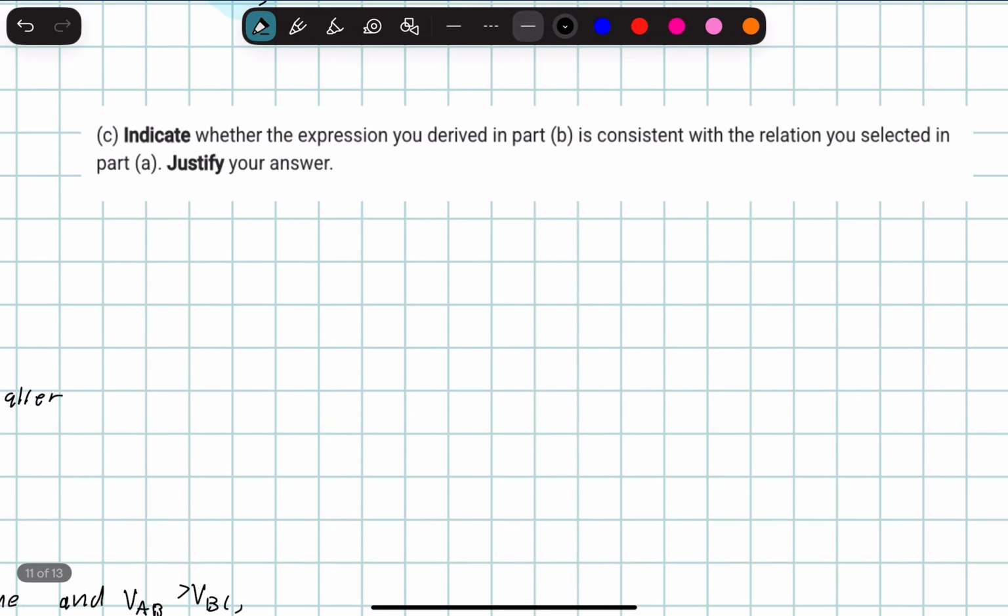Indicate whether the expression you derived in part B is consistent with the relationship you selected in part A. So what this is asking is whether the expression you derived in part B is consistent with the inequality that we chose in part A, and why. So remember from part A that we concluded that delta x AB is going to be less than delta x BC.